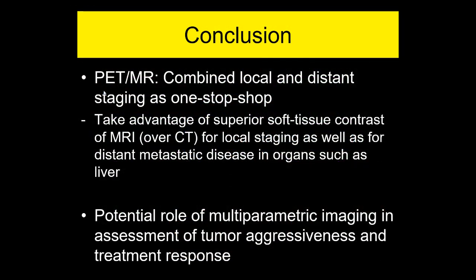So in conclusion, using PET MR as a one-stop shop is possible today. Lung imaging is getting better and better, so we can actually do local and distant staging using PET MR, which we do in our practice all the time. But I think the potential role of combining PET and MR information is where we can better assess tumor aggressiveness or treatment response and provide much more valuable information.